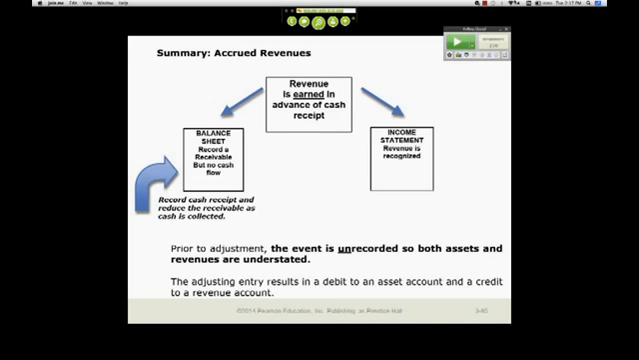All right, by the way, there's a summary. There's also another good summary there for you on accrued revenues. Okay.